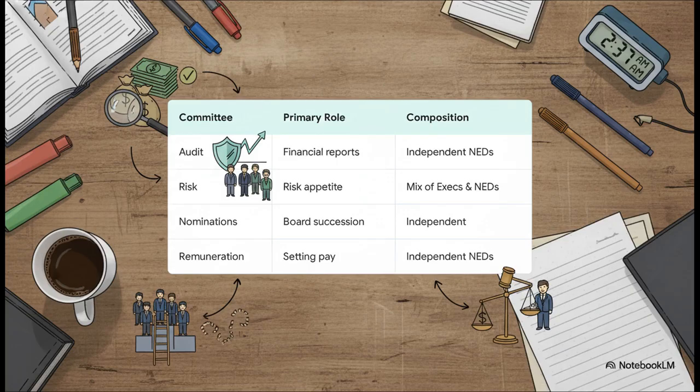Third is the Nominations Committee. They handle board appointments and succession, keeping the selection independent and away from any old boys network. And fourth, the Remunerations Committee. They set executive pay. Crucially, this must be composed of wholly independent NEDs for the obvious reason that you can't have executives setting their own salaries.